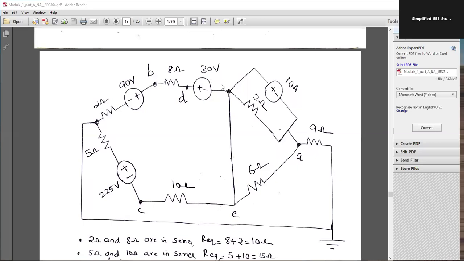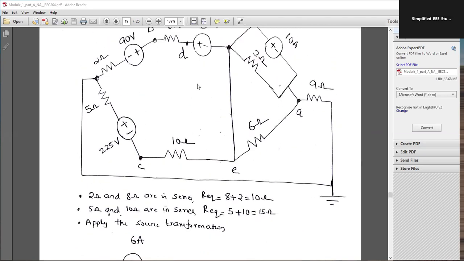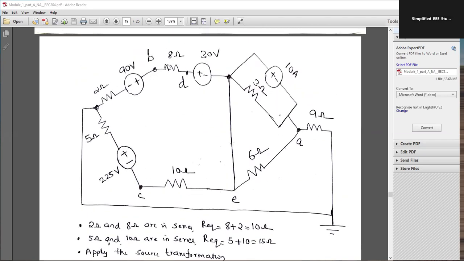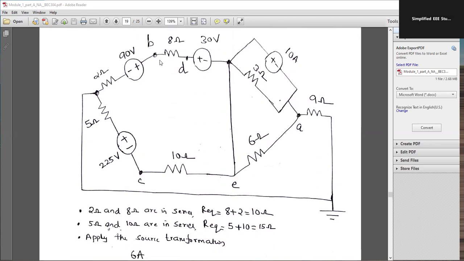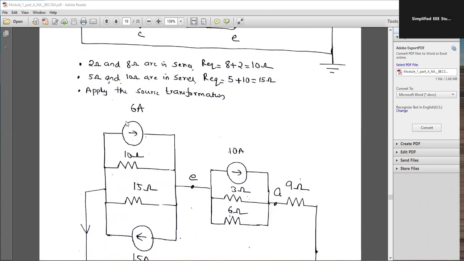90 and 30, both are opposite polarity. So take the difference. 90 minus 30, that is equal to how much? 60. So 60 volt in series with 2 plus 8, 10 ohm resistor. Okay. 60 volt, I is V by R, so 60 by 8 plus 2, that is 10. That is equal to 6 ampere. See, it is going to convert as 6 ampere parallel to 10 ohm resistor.